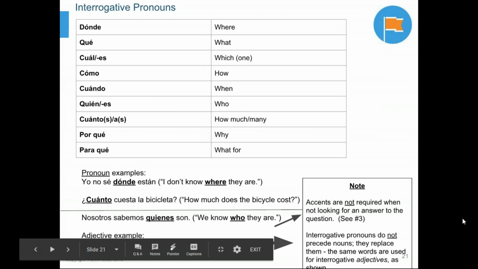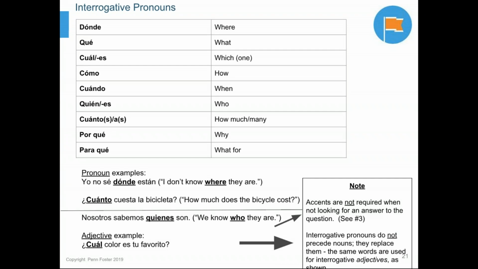Okay, as we move forward, our next type of pronoun is an interrogative pronoun. Think of the word interrogate. These are those that are used to ask questions. And if you notice, as they're listed there, all of them have accent marks on one of the vowels. When used to directly ask a question, or when used to imply that an answer is needed, each of them requires that written accent mark.